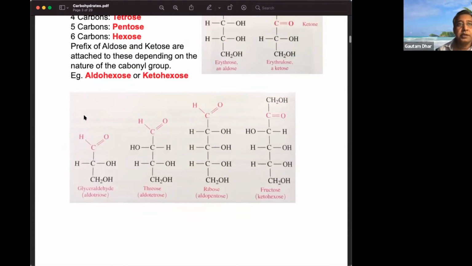You can see this example here. You can have a tetrose, that means aldotetrose, ketotetrose. Now you do not need to memorize these structures. I will not ask you the structure because there are many, they are complicated. So we'll omit that part. It's not covered in this course. But the general idea of whether this is aldose or ketose will be there.